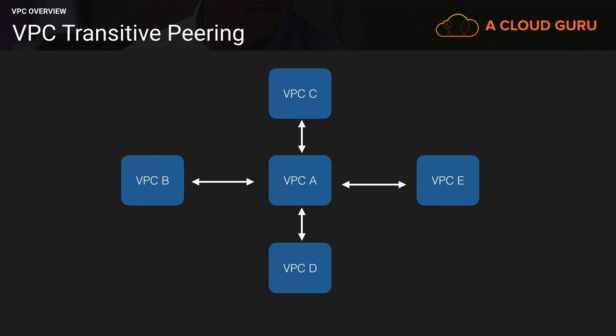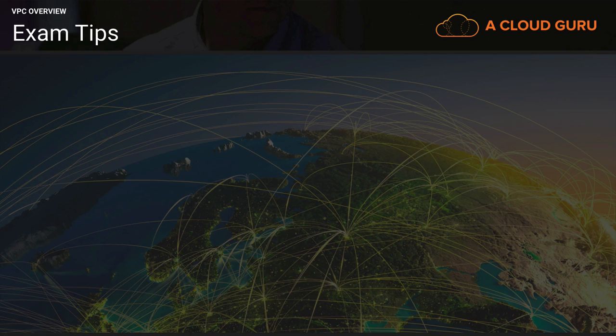So what do we mean by that? Well, if we have VPC A is able to talk to VPC B and VPC C, as well as VPC D and E. But if we have EC2 instances in VPC B and we want them to talk to VPC C, they can't do that via VPC A. So there's no transitive peering. What we have to do is create a peering between VPC B and VPC C, and then they'll be able to go in and talk to each other.